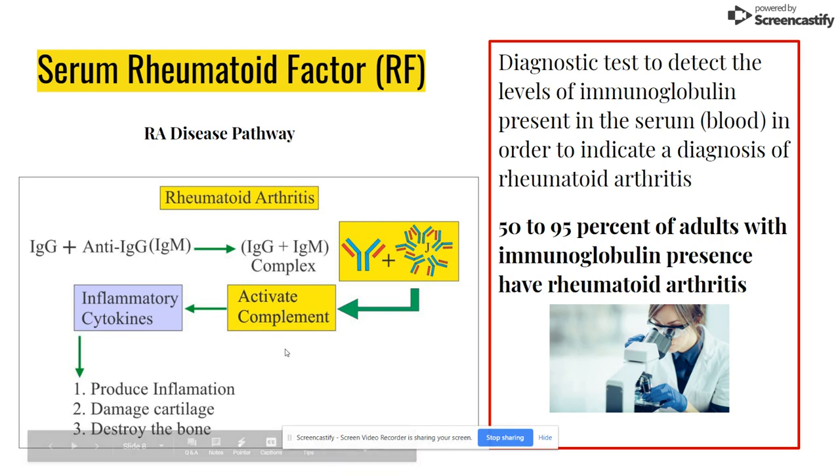But what this serum rheumatoid factor, this RF blood test, is doing, is it's actually looking for this complex right here in your serum. If you have this Ig complex, this immunoglobulin complex, you have a 50 to 95% chance of having rheumatoid arthritis. So this is a really great way to distinguish rheumatoid arthritis from osteoarthritis, because we aren't going to have the same responses in the body. So this is one way that we can test between the difference of the two.